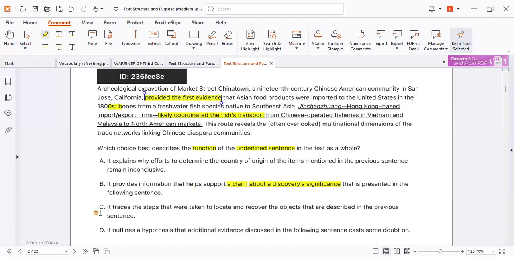If you look at letter C, it traces the steps that were taken to locate and recover. Where is the steps in the underline? He didn't mention steps A or first, second, third. It does not talk about steps. And of course, it does not summarize or outline the hypothesis. So here, letter B is the best answer. Come on.